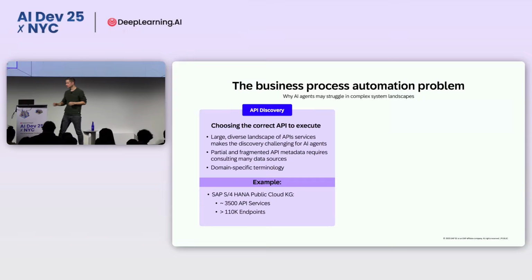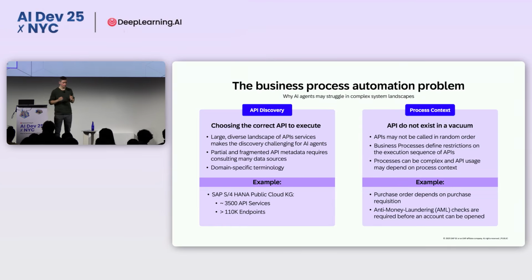And the second important part is the business process context, because these APIs do not exist in a vacuum, right? They cannot be called in a random order, just as the agent likes. Instead, the business processes determine the sequence in which these APIs need to be called to follow the business process correctly. And these processes can be complex. Business processes also vary for all of our customers. There's no customer that is alike in how they implement business processes. And also the usage of an API may depend on the actual process it is used in.